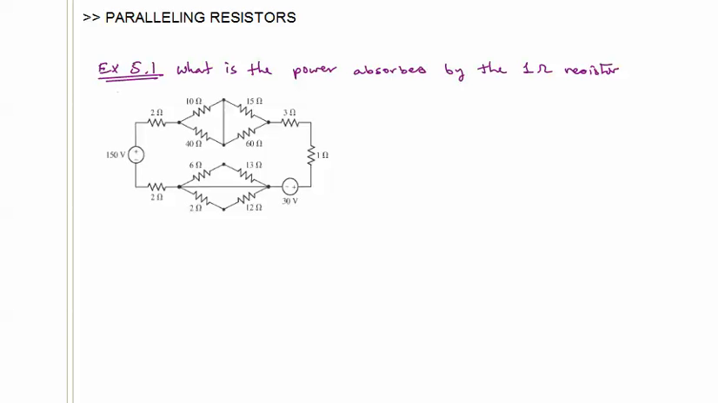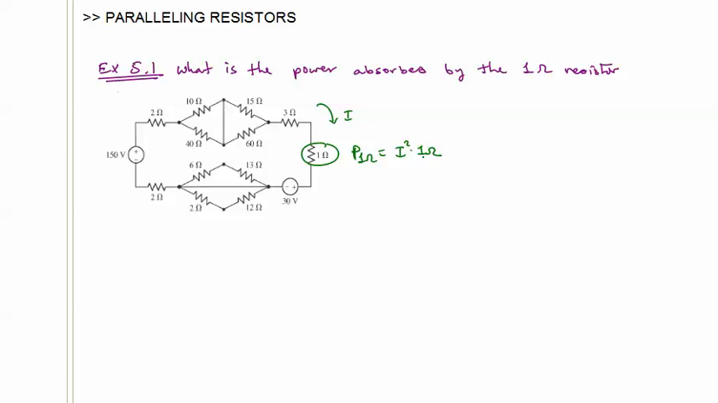In this example, we will look at paralleling resistors. So here we are asked to calculate the power absorbed by the 1 ohm resistor right here. And so what we really need to know is what is the current, so we can say that the power in the 1 ohm is equal to I squared R.